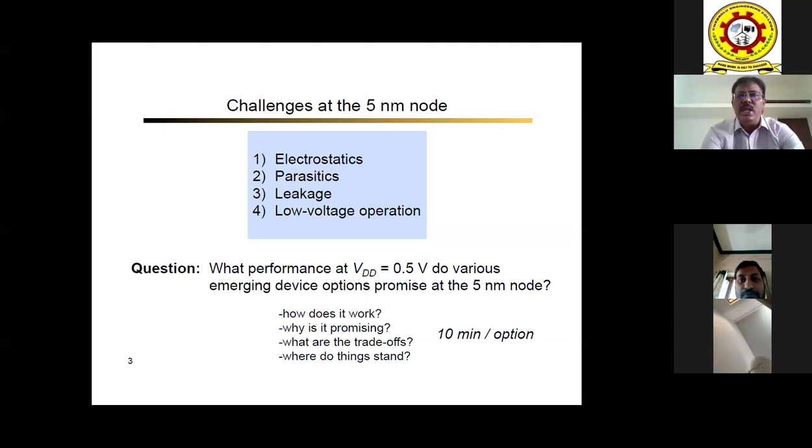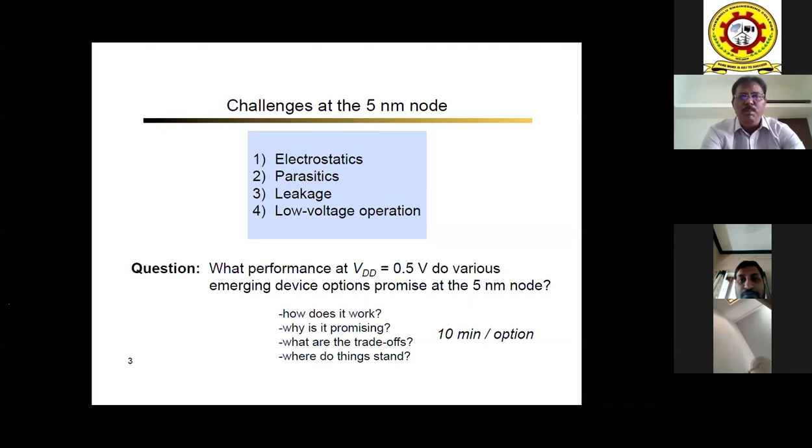Like low voltage operation, when you are scaling down to 5 nanometers and even beyond that. I think the futuristic technology node has become 3 nanometers, but that is in the future. At the moment, the technology is revolving around the 5 nanometer node.